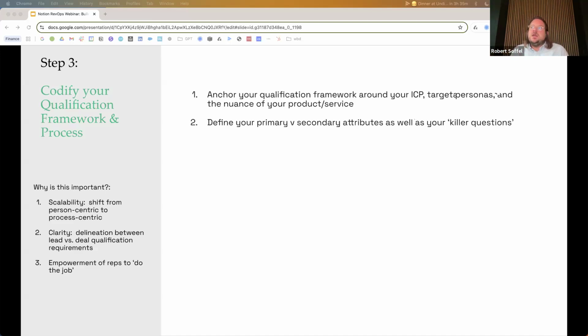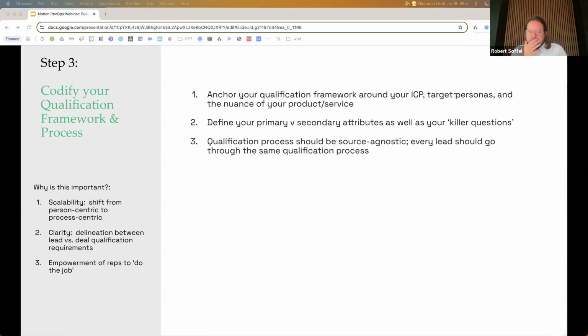And then the other thing is, if we get answers back from our qualification, what answers are cause for automatic disqualification, no matter what. You're almost thinking of it like your anti-ICP. And it's important to understand that as you go through this process, or this initiative, I should say.